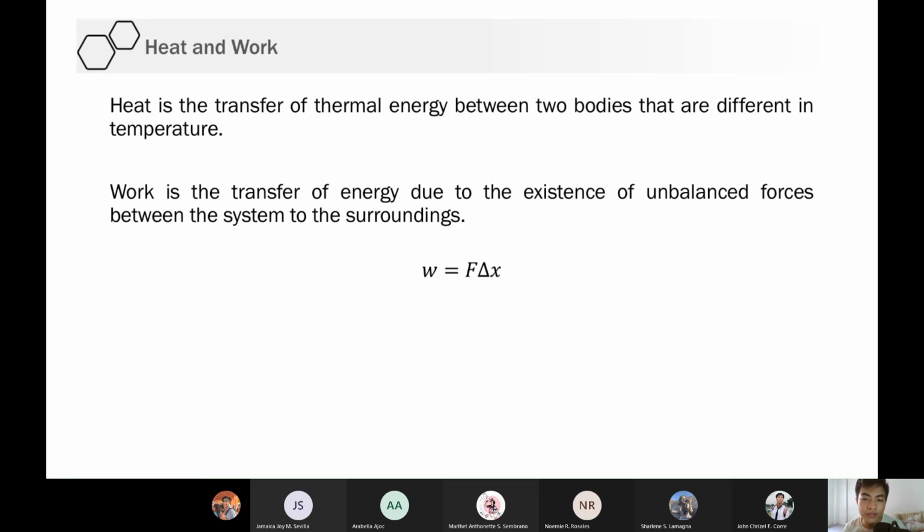So in physics, work is described as the transfer of energy due to existence of unbalanced forces between the system and the surroundings. Ang equation niyan ay W equals F delta X, where F is the force and delta X is the displacement. But since we are talking about thermodynamics, we should be careful of the sign. If the system does the work, then this should be negative now.